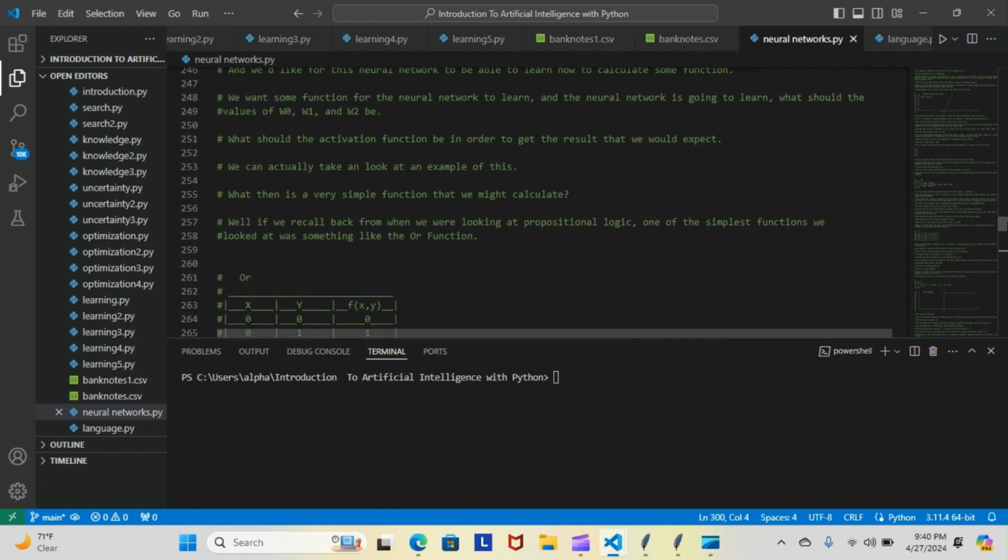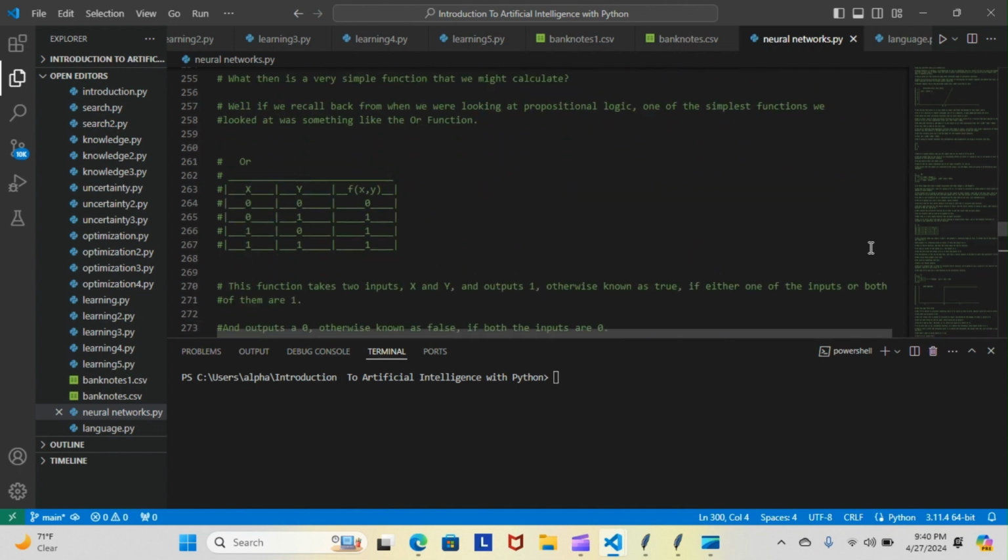What then is a very simple function that we might calculate? Well, if we recall from when we were looking at propositional logic, one of the simplest functions we looked at was something like the OR function. This is our OR function, and this is what we call the truth table. So we see we have two inputs, x and y, and then we have the output of x OR y. This function takes in two inputs, x and y, and outputs 1, otherwise known as true, if either of the inputs or both of them are 1. So you can see here we have three ones at the end. That's because the last three inputs have a 1 in them: 0, 1; 1, 0; and 1, 1.